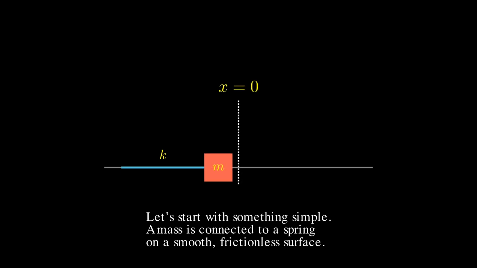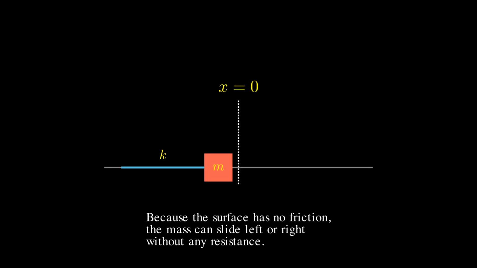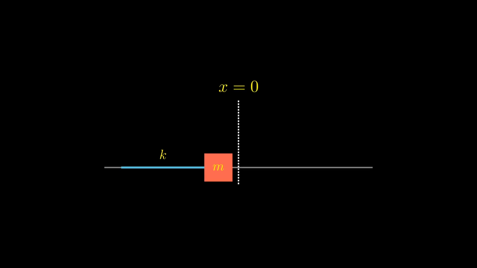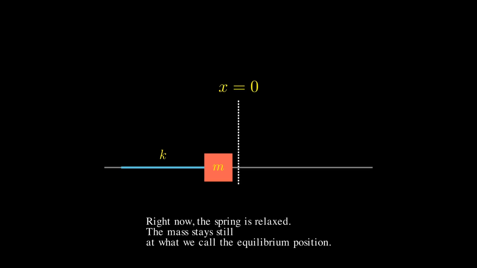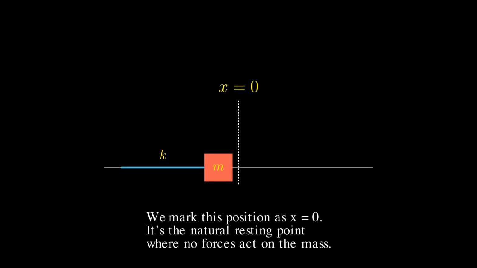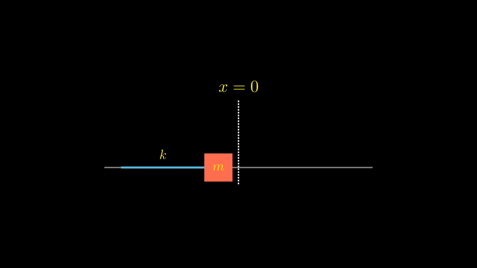Let's start with something simple. A mass is connected to a spring on a smooth, frictionless surface. Because the surface has no friction, the mass can slide left or right without any resistance. Right now, the spring is relaxed. The mass stays still at what we call the equilibrium position. We mark this position as x equals 0. It's a natural resting point where no forces act on the mass.